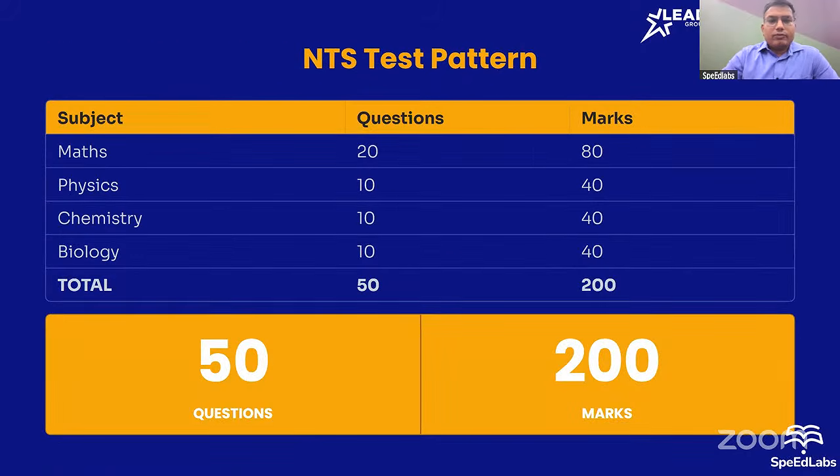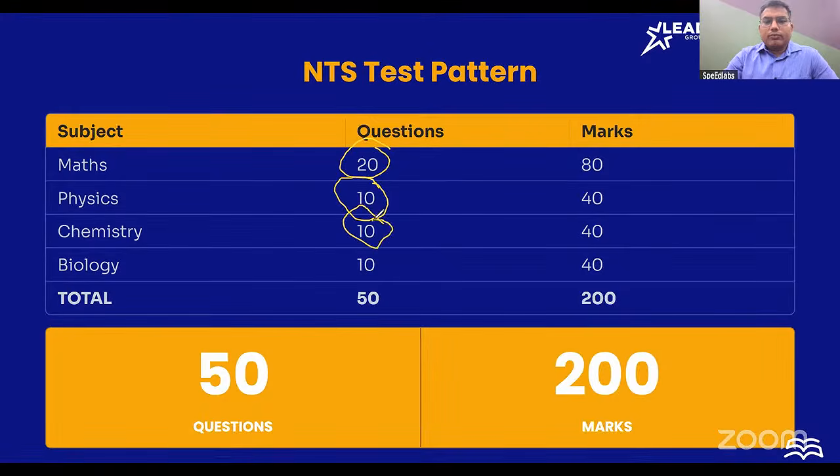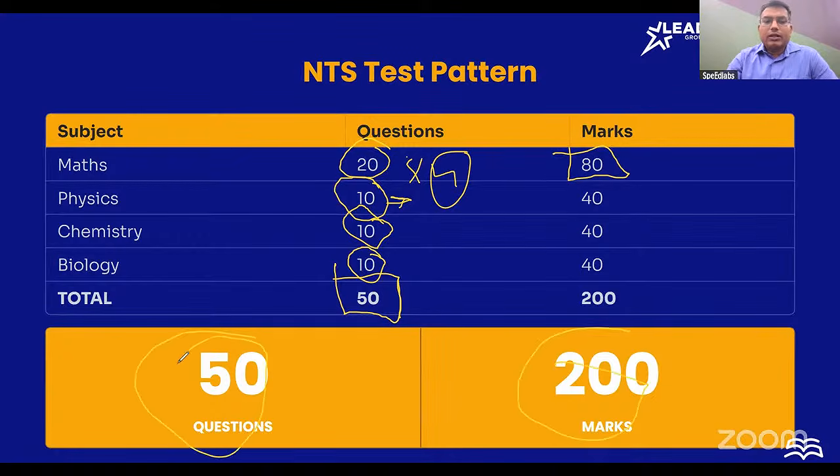In this single paper, we will be having 20 questions from mathematics, 10 questions from physics, 10 questions from chemistry, 10 questions from biology. Total 50 questions will be there. Single paper for 1.5 hours, or practically 90 minutes. Each question carries 4 marks, so plus 4 awarded for each one. So maximum marks will be 200 and maximum questions will be 50. So the pattern is clear to every student.